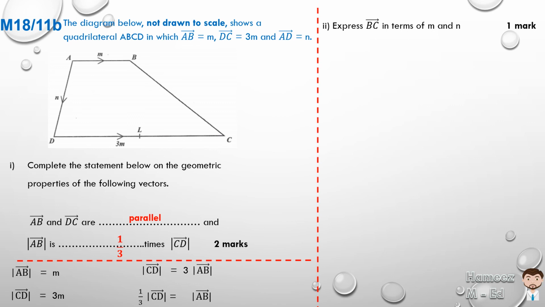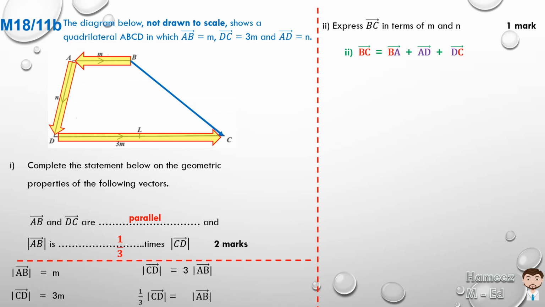Express BC in terms of M and N. Well, how can we go from B to C? We can start at B and head to A, and then A to D, and then D to C. Now let's write that down. BA plus AD plus DC. And if we look at the inside letters, we see A and A, they're the same, D and D, they're the same. So we're really starting at B and we're ending up at C. So we wrote a correct formula.